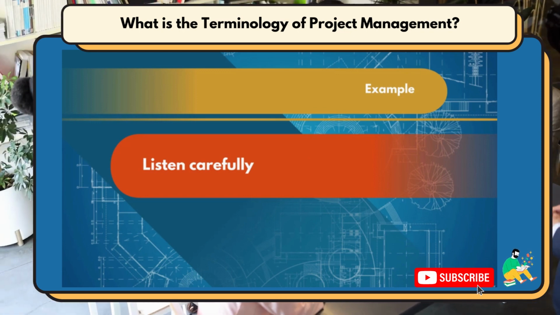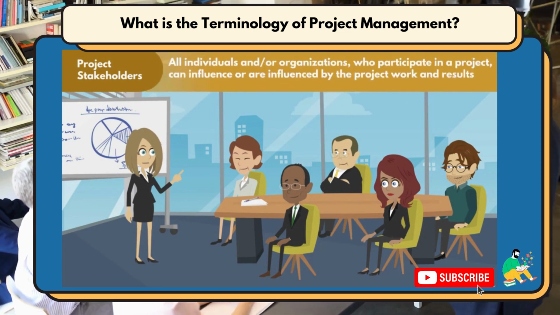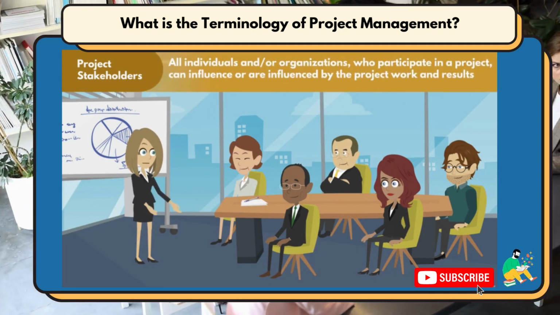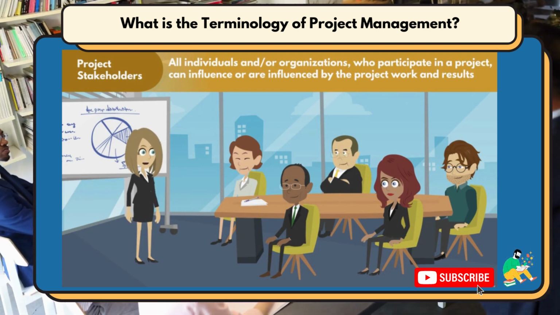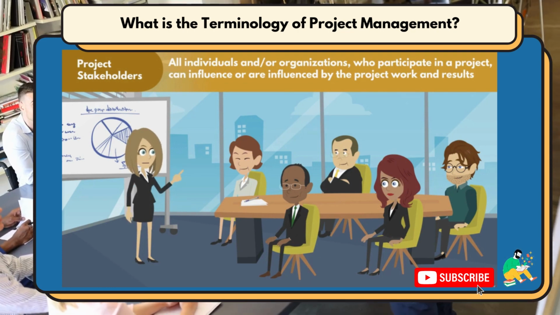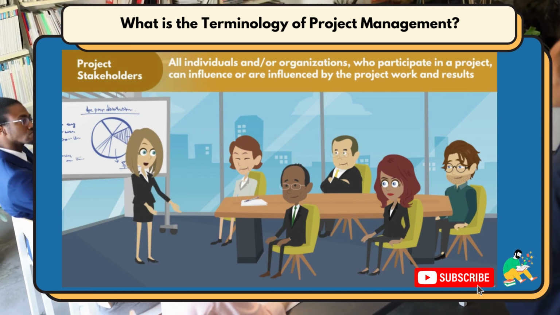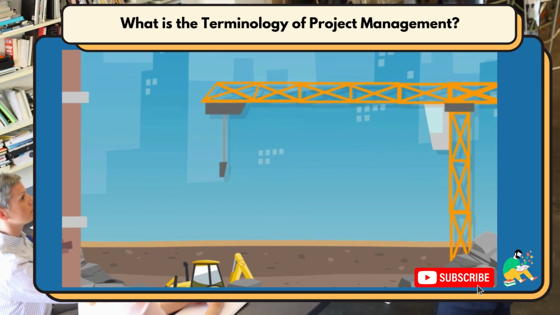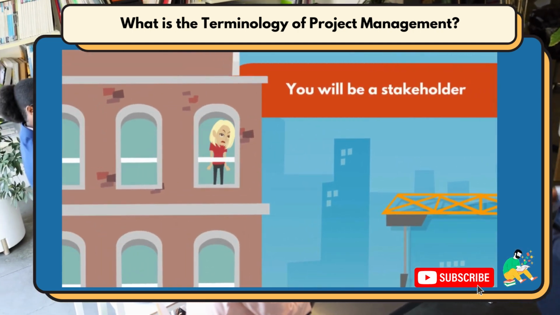Great. Next are project stakeholders. All individuals or organizations who participate in a project can influence or are influenced by the project work and results. These can be management, customers, competitors, vendors, clients, and in some cases, society for things like public infrastructure projects, for example. If a new underground line is being constructed next to your apartment, you will be a stakeholder.